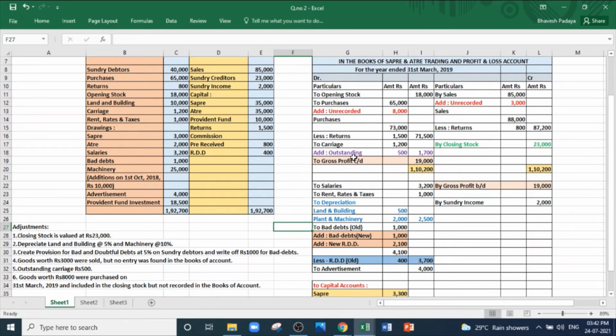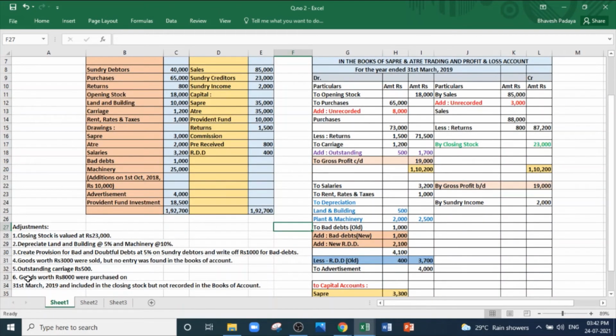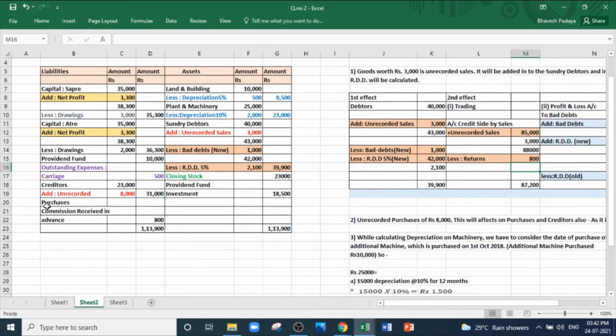Outstanding carriage, add to carriage 500, total becomes 1,700. Second effect, as it is outstanding, it will be on the liability side. Unrecorded purchases, add to purchases 65 plus 8, total is 73, less the returns which we had in the trial balance, total purchases are 71,500. Next effect is add unrecorded purchases to the creditors. Total creditors are 31,000.